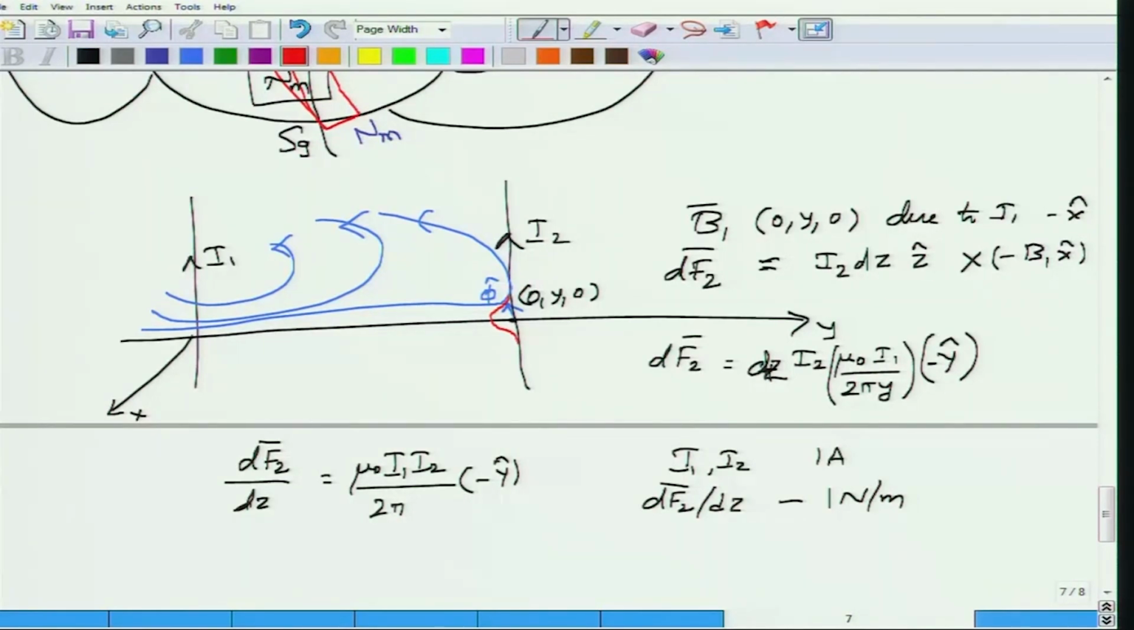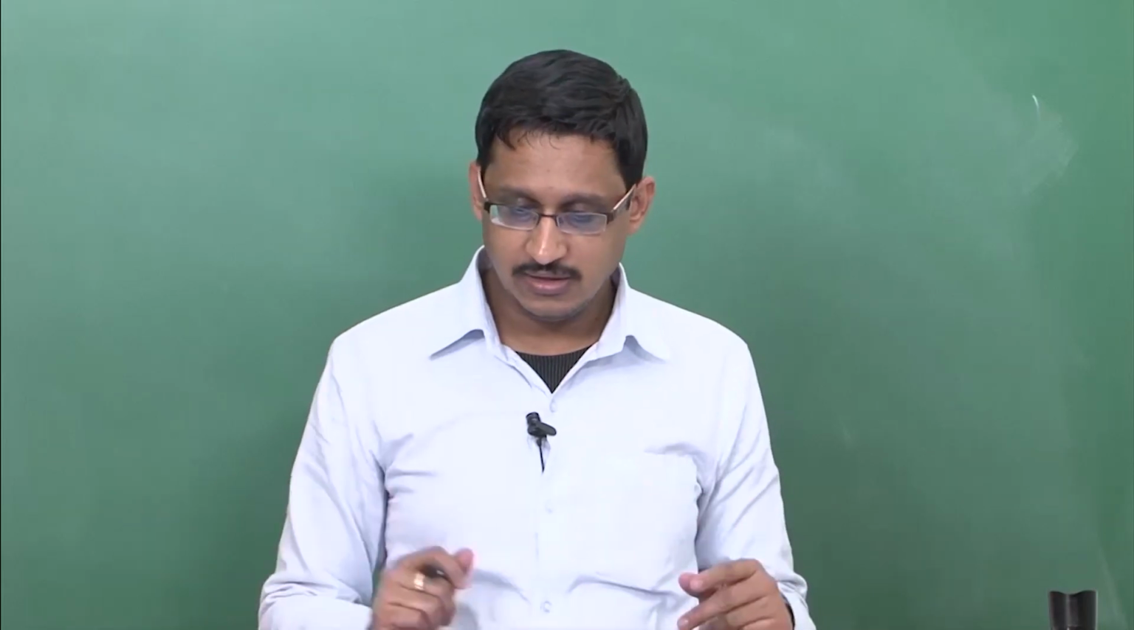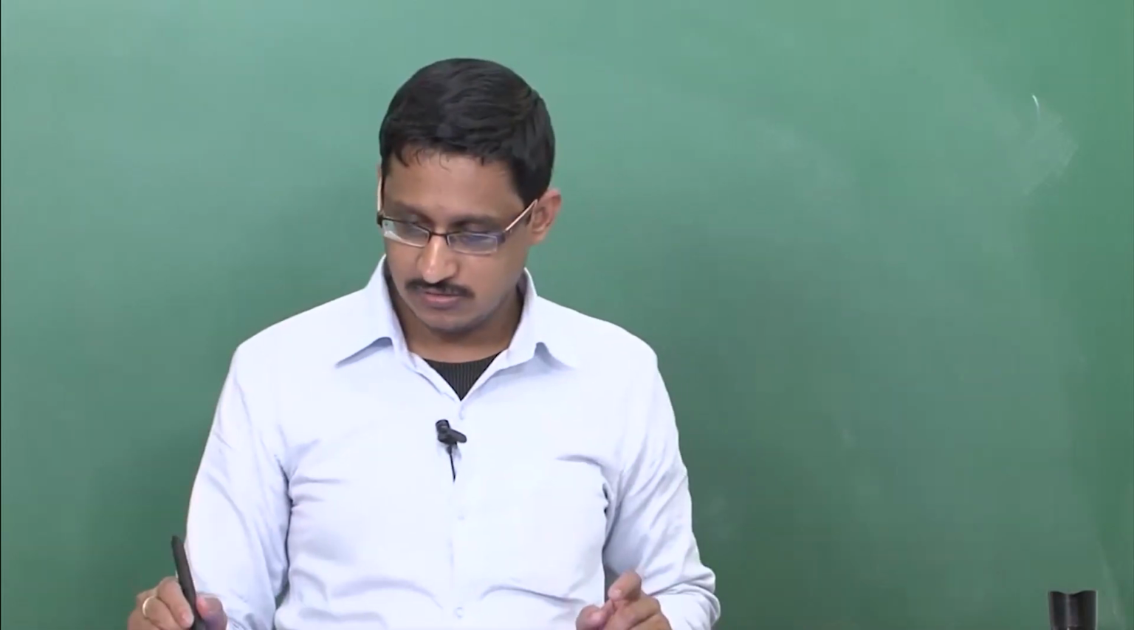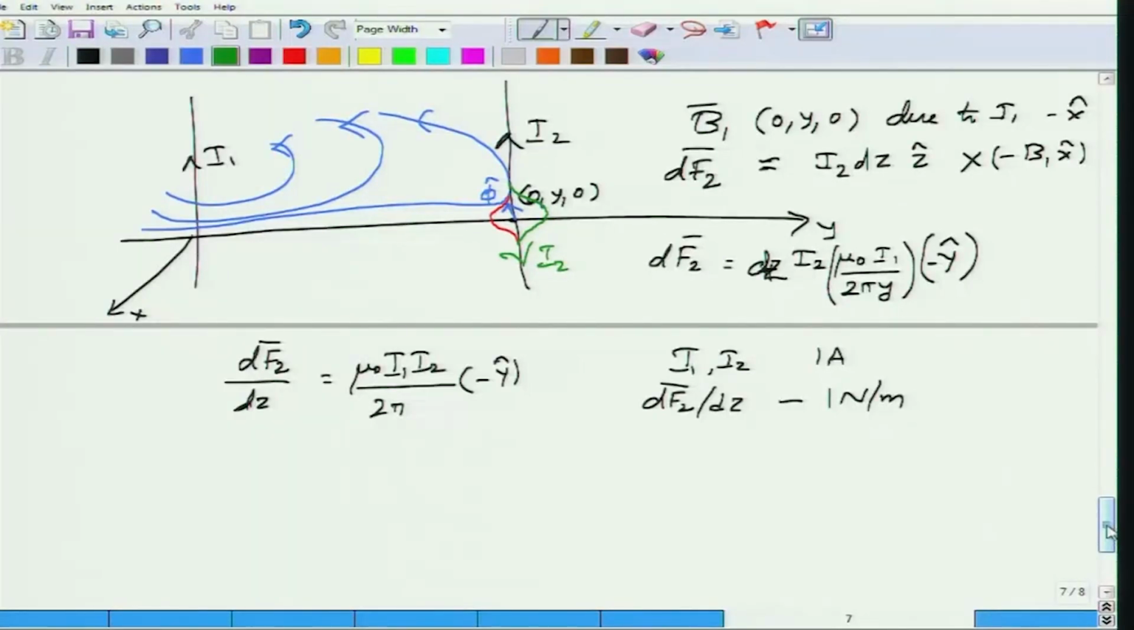And the direction is minus y, indicating that this wire experiences a force towards the wire carrying the current I1. So there is essentially a force of attraction between two wires, and if instead of current I in the direction same as I1, you had a current in the opposite direction, then there will be a force of repulsion. So two wires carrying current in the same direction get attracted to each other, and two wires carrying currents in different directions will repel each other. So this is the force and the definition of ampere, which is the internationally adopted definition for current.